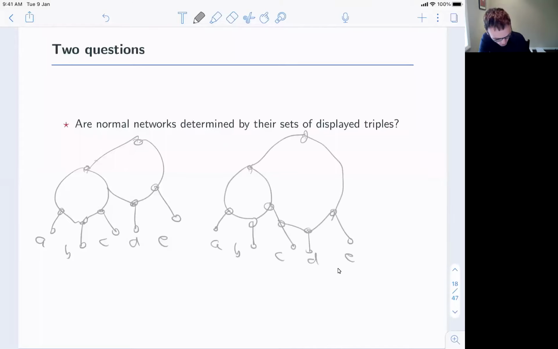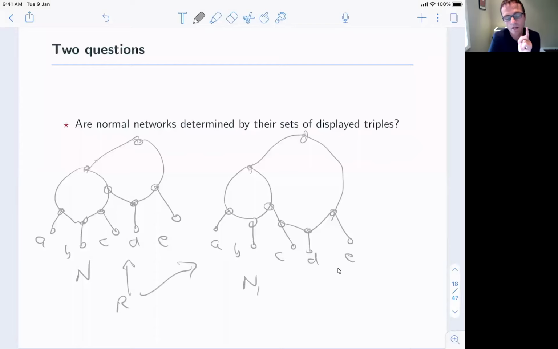But there are two normal networks here, N and M1, and they display exactly the same set of rooted triples. If I look at the rooted triples for this one, it's R. It's also the same for that one over there, and they're not isomorphic.